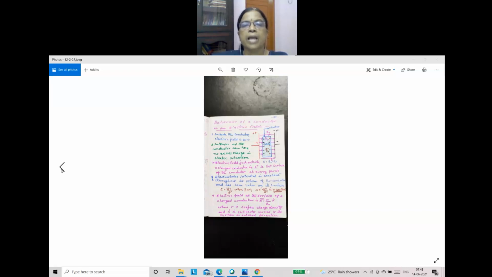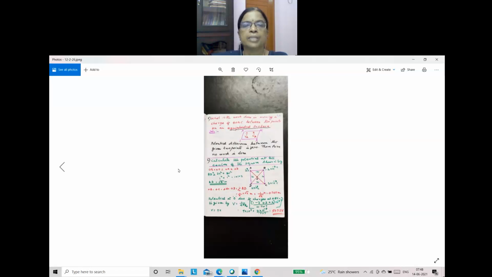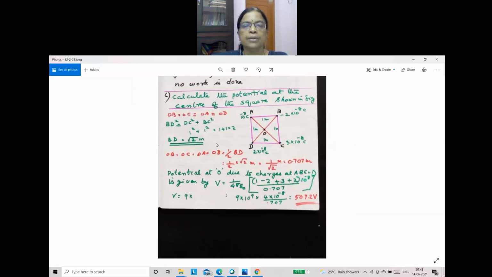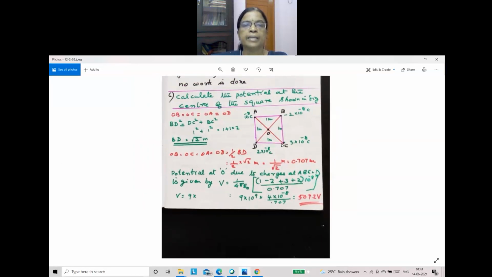So that is taken next. You can do this problem, one problem. Calculate the potential at the center of the square shown in the figure. Here is a very important question. You can see charges are kept at the four corners of the square, and each charge will produce a potential here. And we have to add all the potentials to find the total potential at the center.